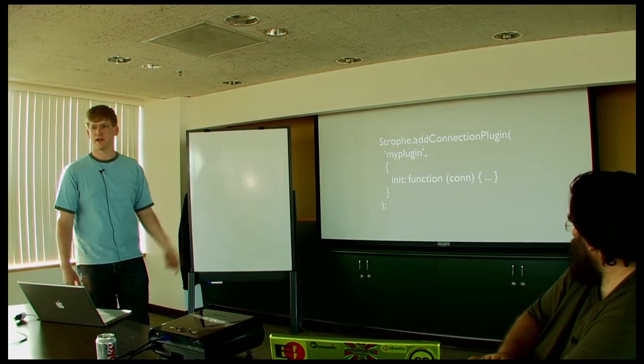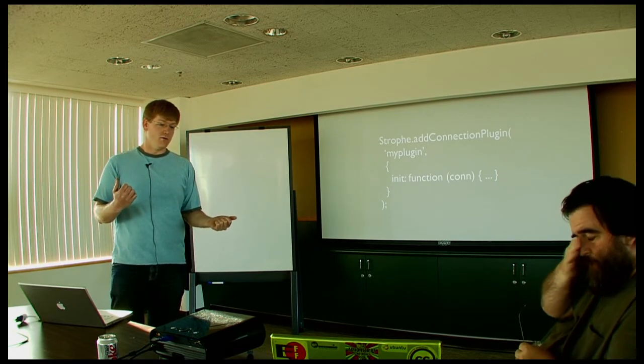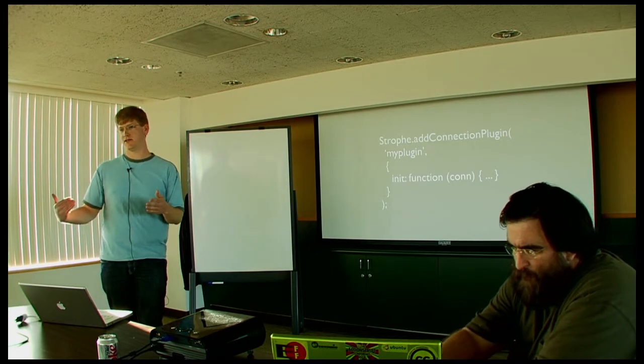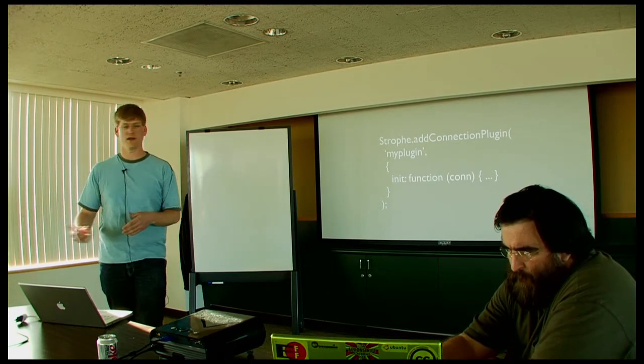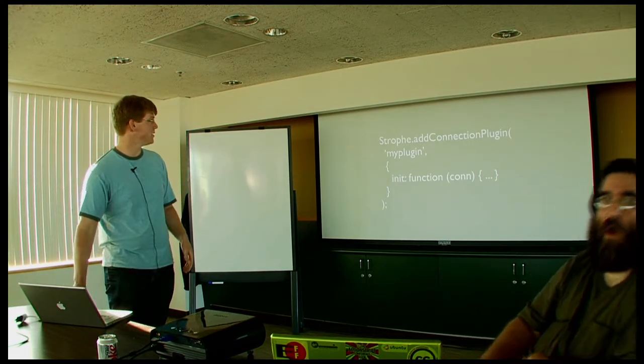They're called connection plugins because they extend the connection object. So when you create a connection in Strophe, it goes through all of the connection plugins and instantiates them. Each connection has its own set of plugins, so if you set up handlers and stuff, they're specific to that connection. And then you can access all of the plugin stuff.